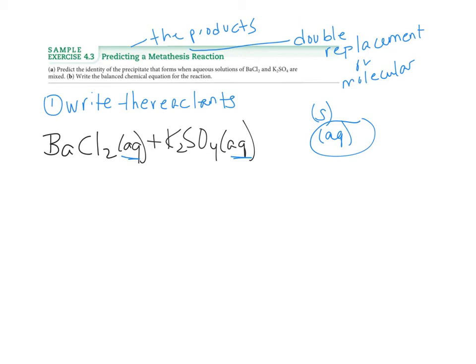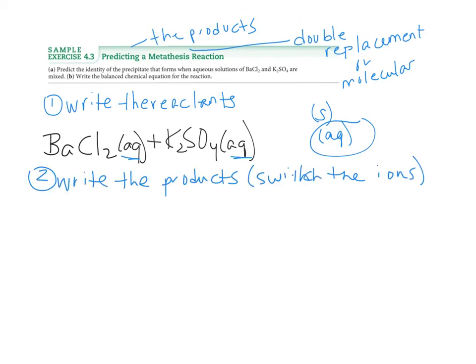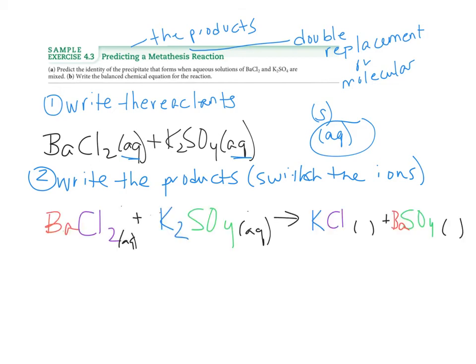The second step is to write the products as if you were doing a double replacement reaction. So you have to switch the ions. I rewrote it in color so you could see what happened. I moved the barium from the chloride to pair up with the sulfate, and the potassium from the sulfate to pair up with the chloride. Notice I haven't written here if they are solid or aqueous yet, because we need to identify the precipitate.